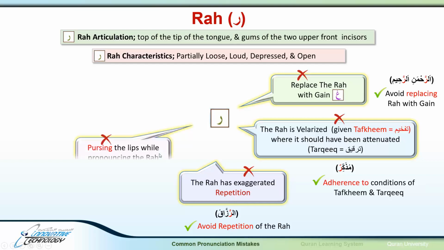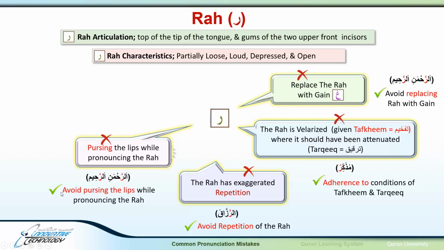The next mistake is pursing the lips while pronouncing the ra. Ar-Rahman Ar-Rahim. So it gives it a wow sort of a sound. This is wrong. There is no wow. It's Ar-Rahman. So pursing the lips is wrong, and the right way of pronouncing it is Ar-Rahman Ar-Rahim. So you need to avoid pursing the lips while pronouncing the ra.